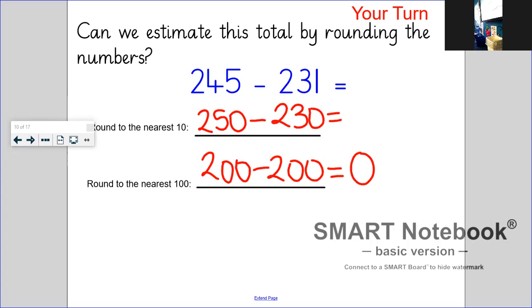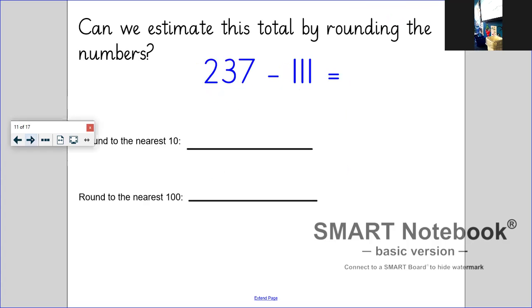Right, here's the next one. I want you to pause the video again, and I want you to complete it, rounding the numbers to the nearest 10, rounding to the nearest 100, and giving me an estimate. Pause the video now.